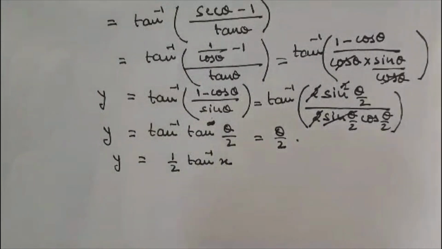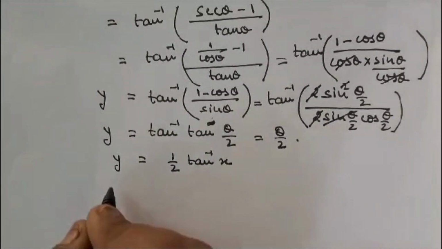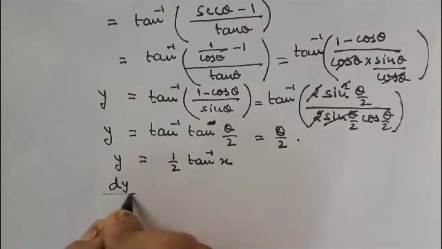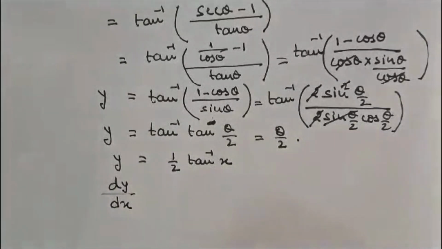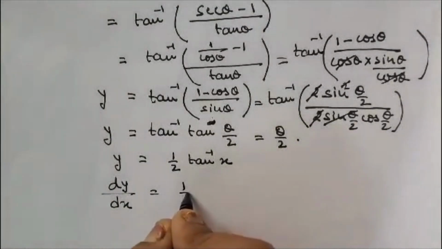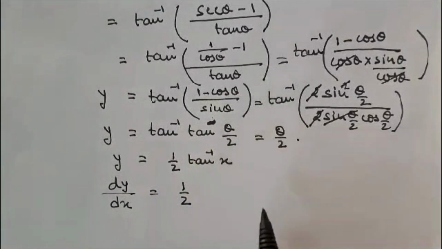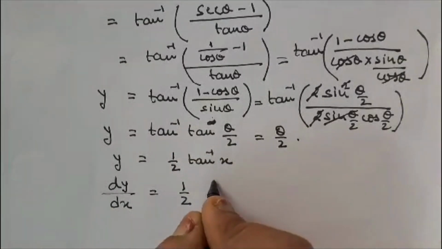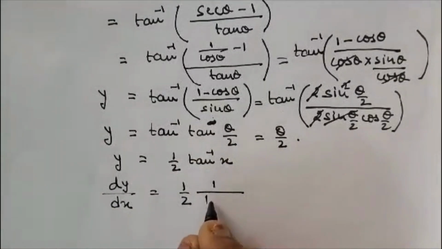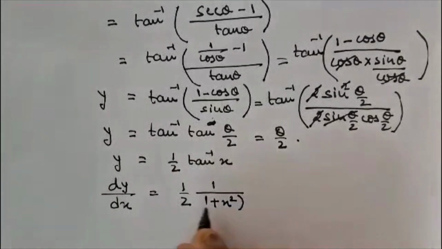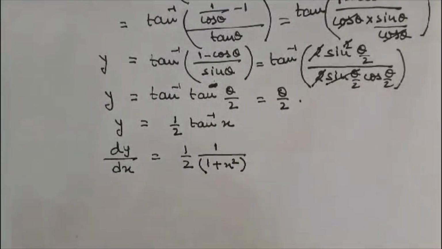Now we will differentiate this. So if I differentiate with respect to x, dy by dx is equal to half is constant, d by dx of tan inverse x is 1 by 1 plus x square. So this is the answer.